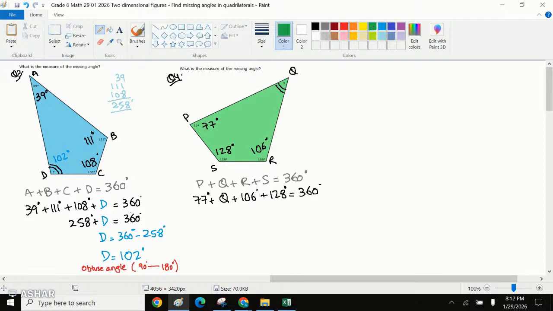You can solve this question without writing the alphabets PQRS. But I would recommend writing this because when you write PQRS, you are relating each angle to an alphabet. This way we will not miss any information. Okay, so let's try to add this. 77 plus 106 plus 128, the total comes out to be 311.